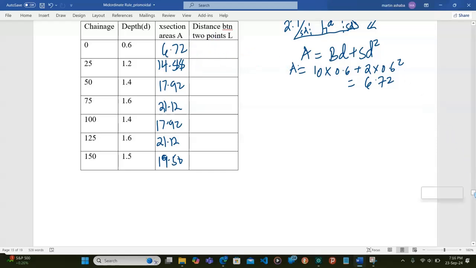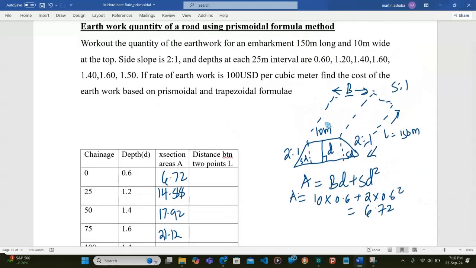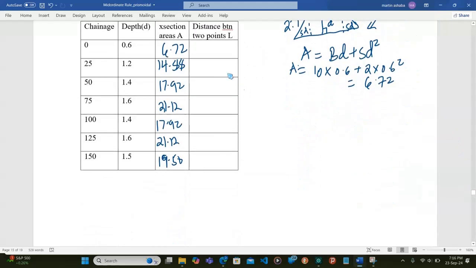So what is the distance between the 2 points? That means I'm considering area sections. We are told that the area sections are at 25 meters interval. So we are going to be putting 25, 25, 25, 25.